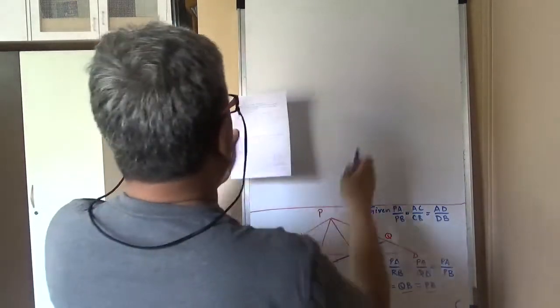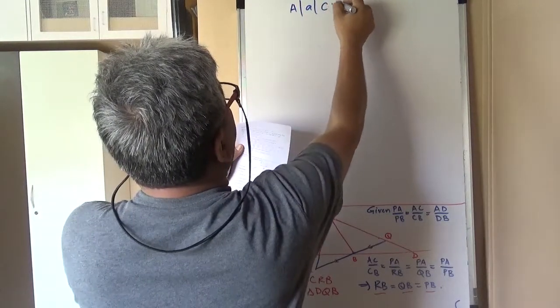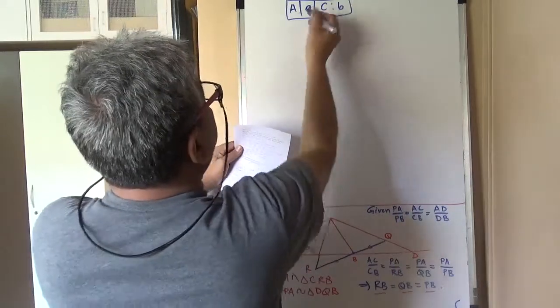Okay, so what is given now? Given capital A, small a, and the ratio of CA to CB. Okay, so we start with small a.